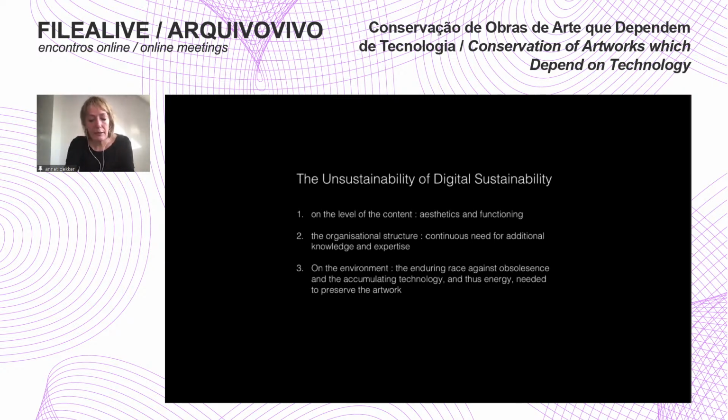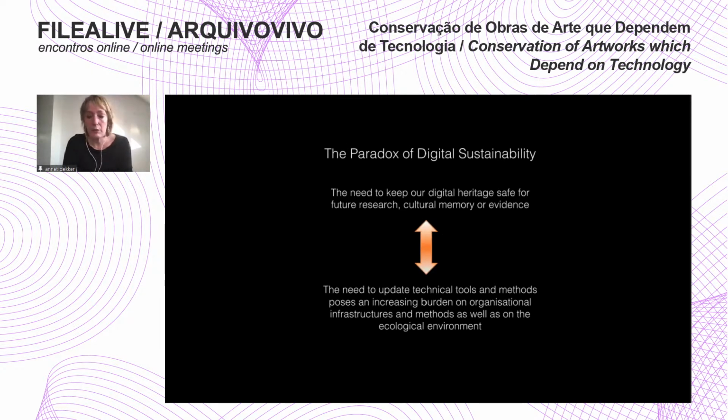The enduring technical rat race is not sustainable in ecological sense, because these practices have high energetic costs, which results in a significant carbon footprint of digital art and heritage projects. So these challenges very much bring out the paradox, what I would say, of digital sustainability. On the one hand, there's the need to keep our digital heritage safe for future research, culture, memory, or evidence. On the other hand, there's the continuing need to update technical tools and methods, which poses an increasing burden on organizational infrastructures and methods, as well as on the ecological environment.